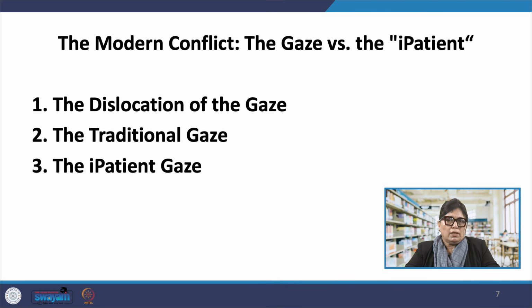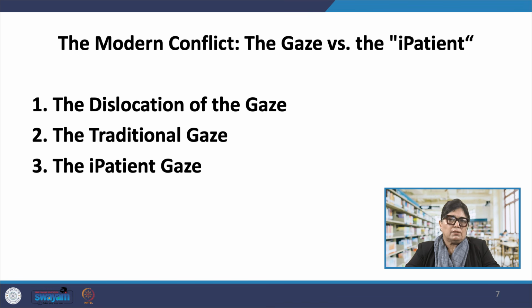The anatomy of this modern conflict unfolds across three primary layers. The dislocation of the gaze from tissue to pixel. In The Birth of the Clinic, Foucault explained that the medical gaze triumphed because it learned to look through the patient's skin into the physical organs and tissues to find organ lesions.